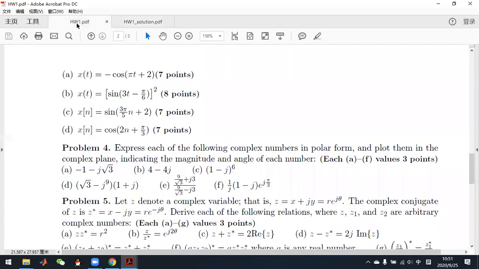And next one, 1 minus j to the power of 6.